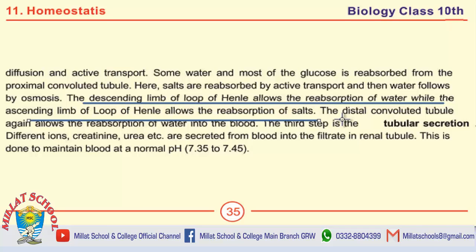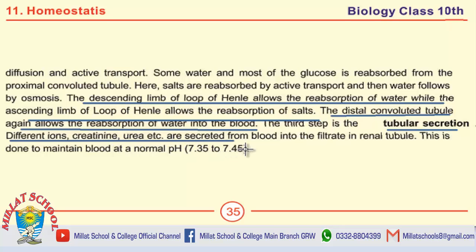Write the function of distal convoluted tubule. The distal convoluted tubule again allows the reabsorption of water into the blood. Now the last and third step of urine formation is tubular secretion. Define tubular secretion. Different ions, creatinine, urea, etc. are secreted from blood into the filtrate in renal tubule. This is done to maintain blood at normal pH.